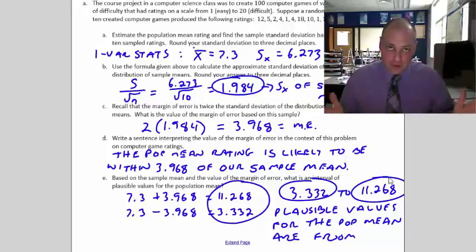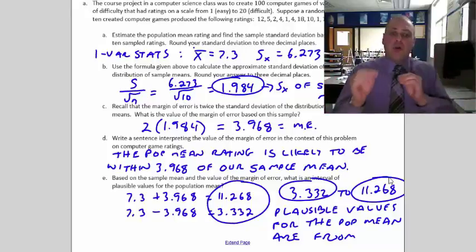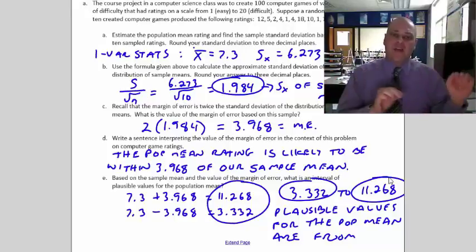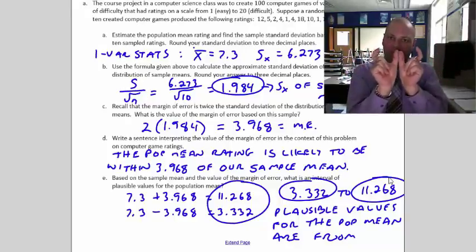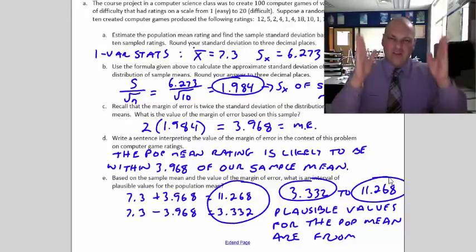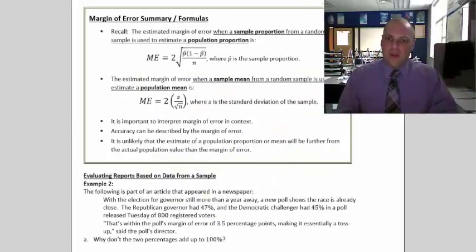It doesn't have to. It may be 3.2. It may be 11.5. But it's highly unlikely that it is that high or that low, because we took that margin of error and we added it to both sides of the mean, and it gave us a nice window to work with. Okay.